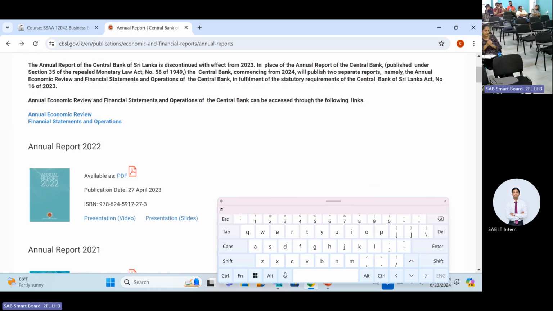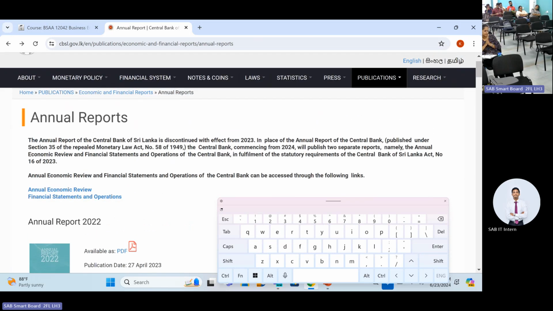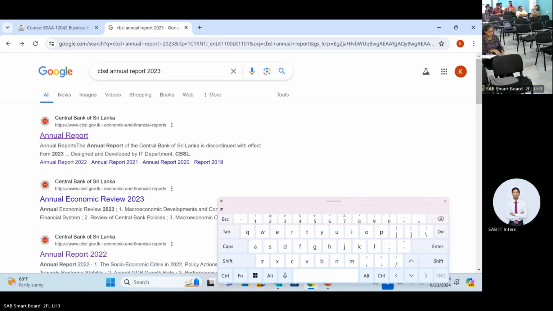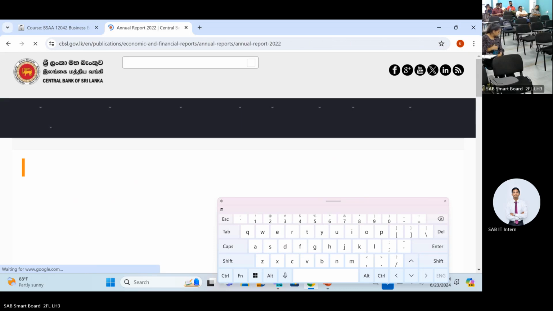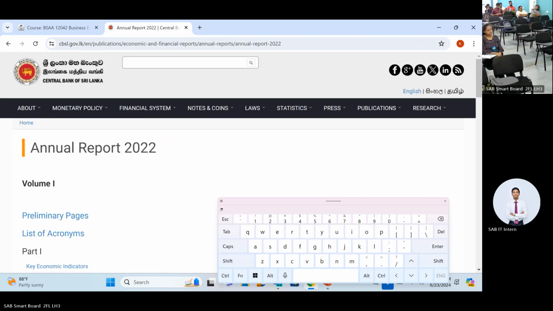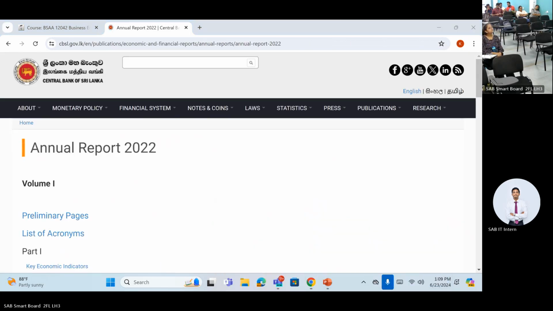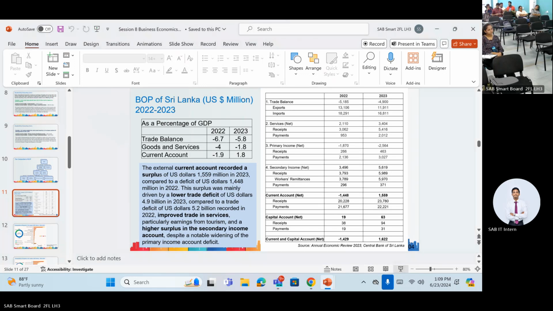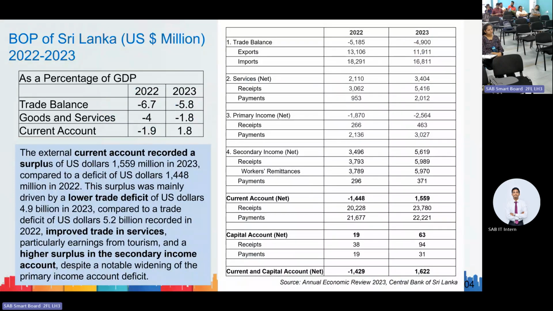Earlier, both of these sections were in the annual report. Now they are publishing two reports. One is the annual economic review, and the other one is financial statements and operations. So this was extracted from the annual economic review 2023 published by the CBSL.